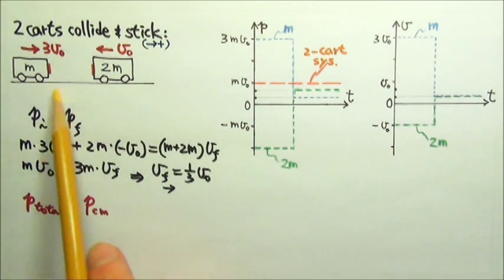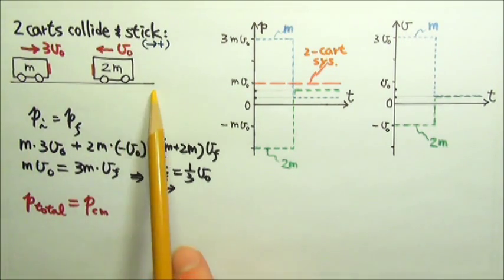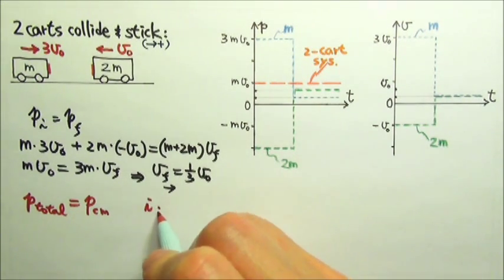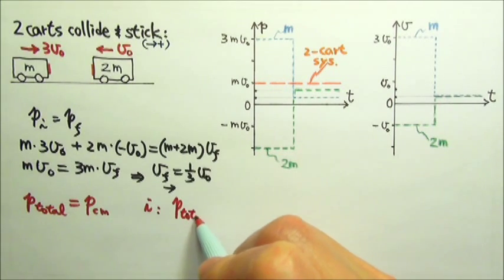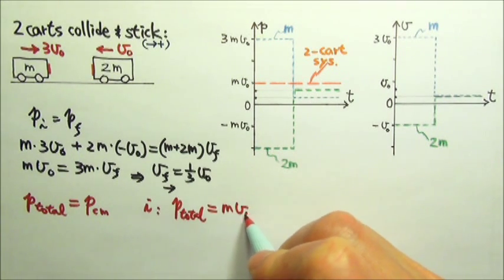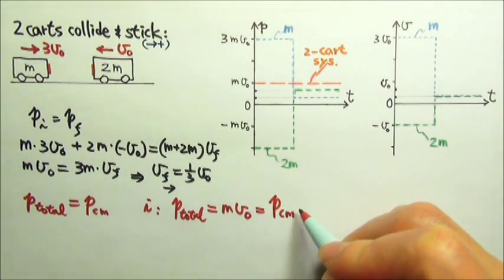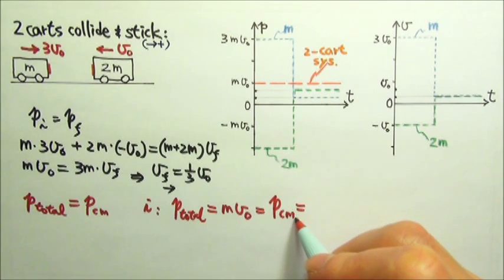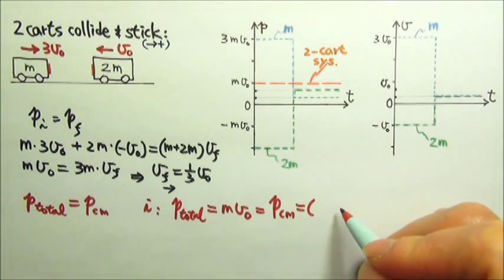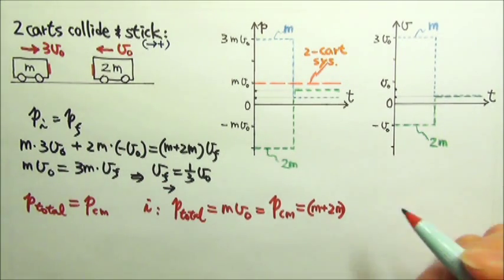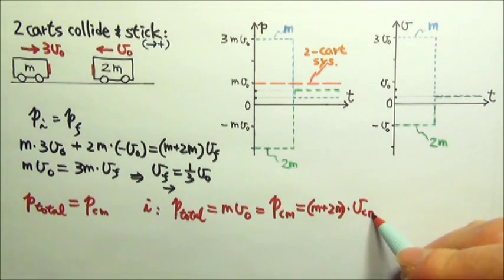We can also use the center of mass of the two-card system to represent the system. So the total momentum of the system equals the momentum of the center of mass. Before collision, the total momentum of the system is these two added together, 1 mv0, which should equal the momentum of the center of mass. And this momentum should be the mass times the velocity. If the center of mass represents the whole system, how much mass do you think we have? It would be 1m plus 2m. And the velocity will be the velocity of the center of mass.